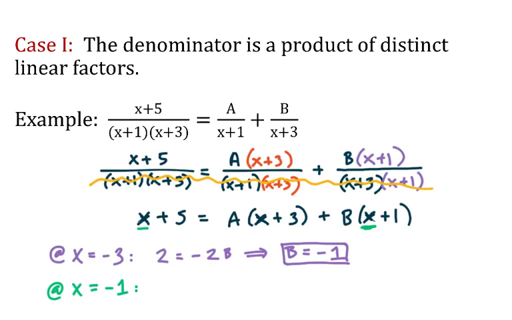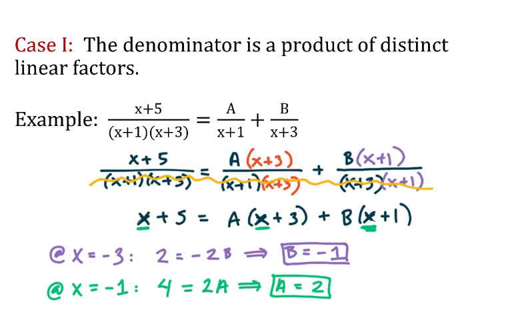So let's plug in an x value of -1. On the left side of the equation, -1 plus 5 would give us just 4. On the right, -1 plus 3 is 2. That's being multiplied by a. And again, this whole term right here, the b times x plus 1, zeroes out. So if 4 is equal to 2a, that helps us see that a must just have a value of 2.